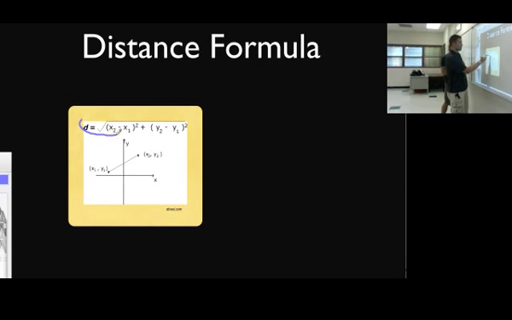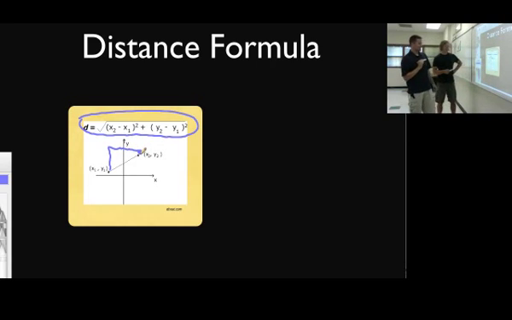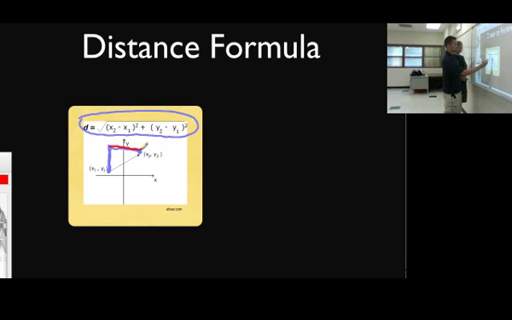So this is the distance formula here, and what we're really doing is we're taking this side length squared plus this side length squared. And this length here is going to be x2 minus x1. That's the distance between these two points. That's the length of that side of the triangle. And then this distance here is y2 minus y1.